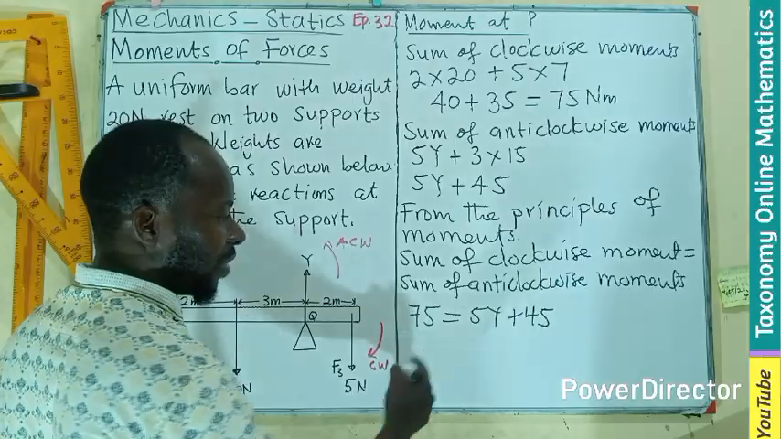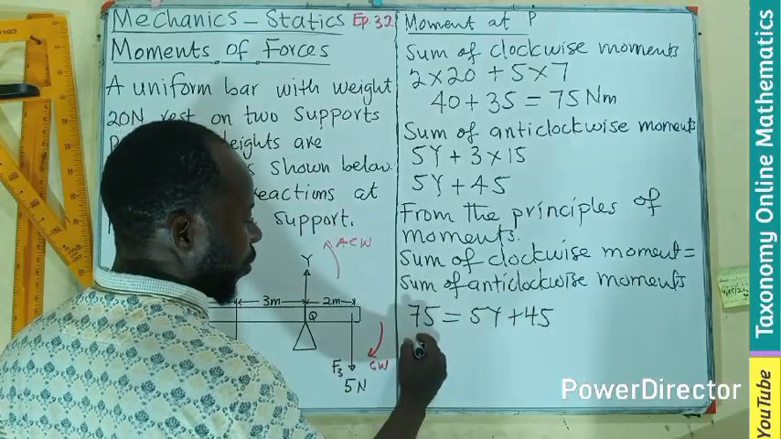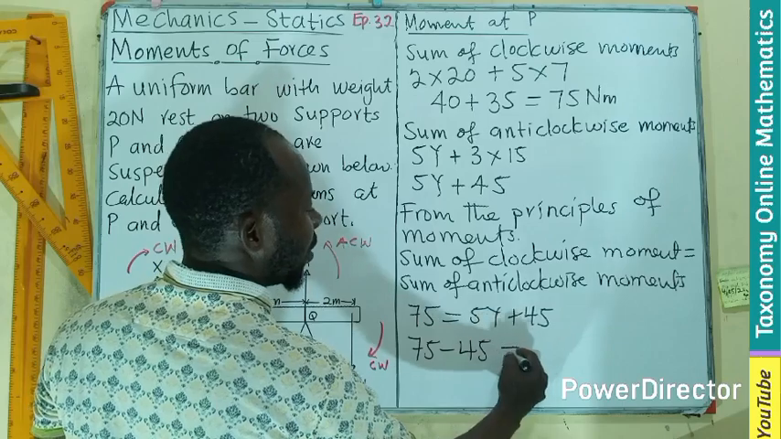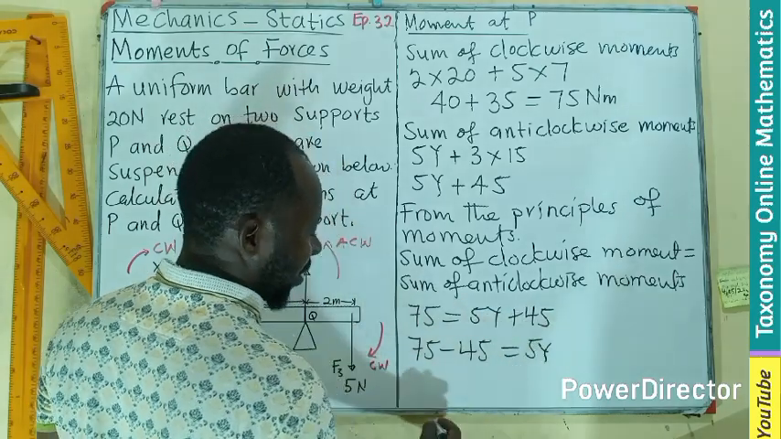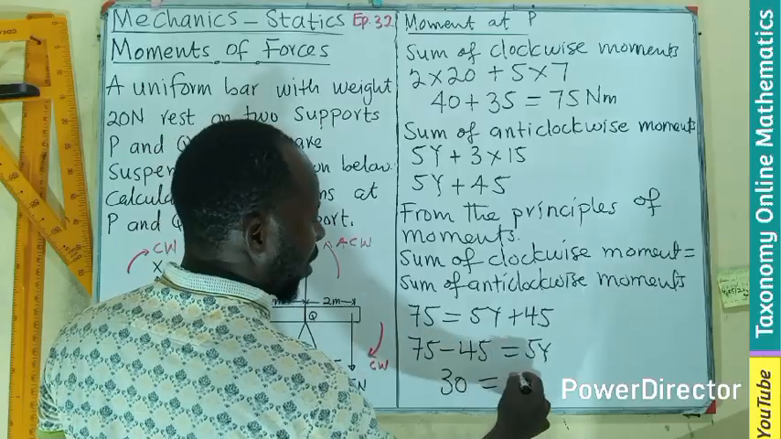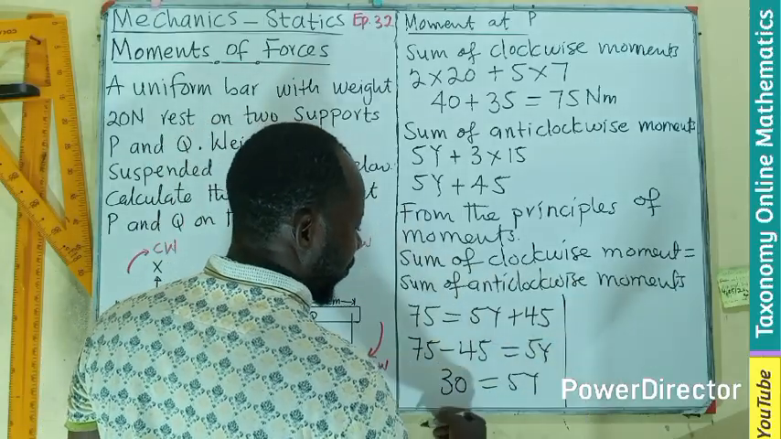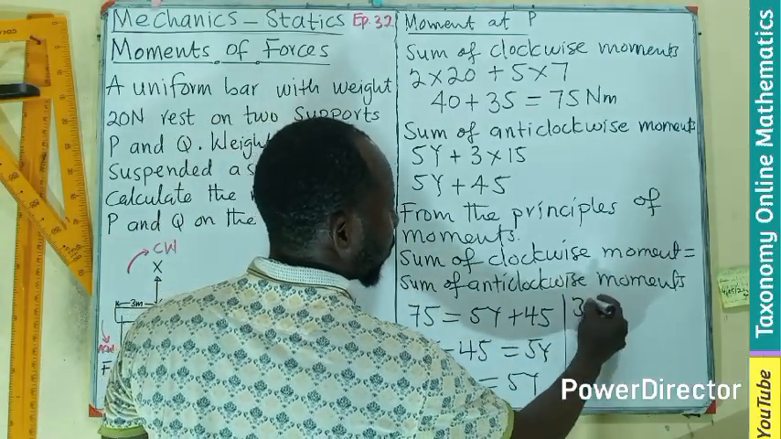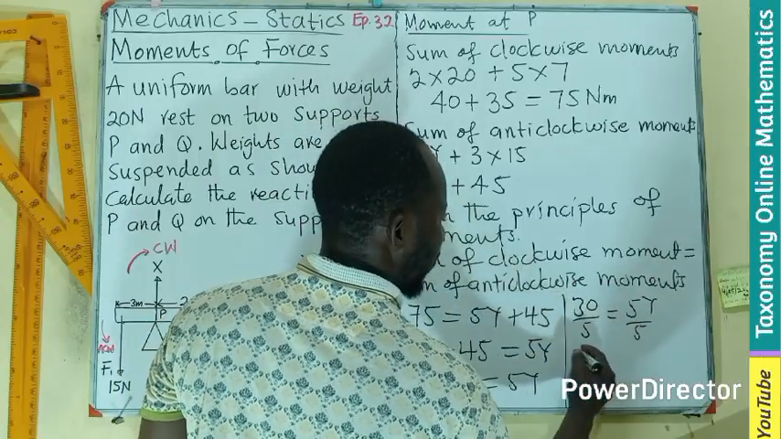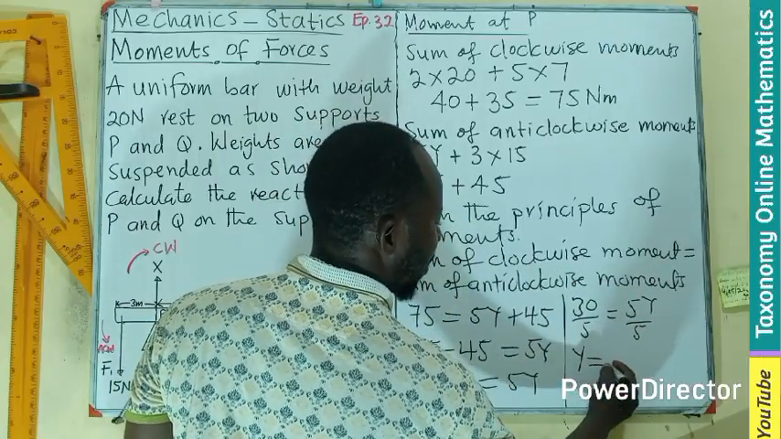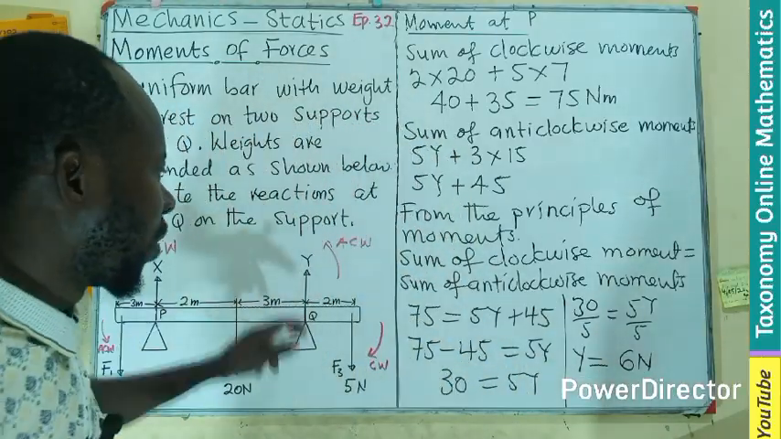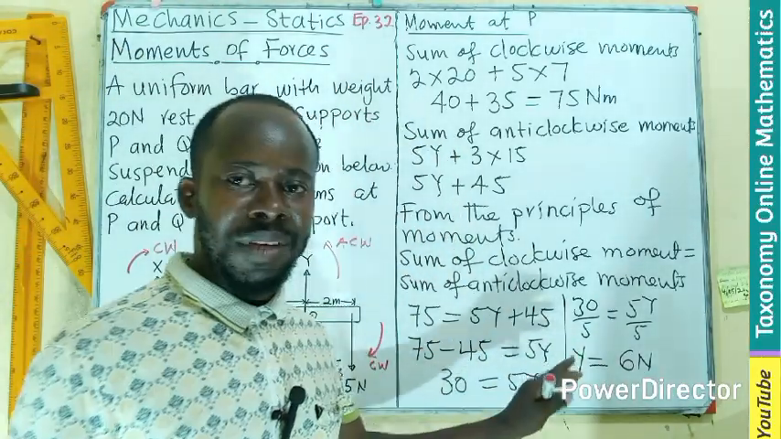So let's subtract 45 from both sides. 75 minus 45 equals to 5y. This will be having, I think, 30 equals to 5y. If you divide both sides by 5, y is going to be equals to 6 what? Newton. You're looking for the force. So the force will be 6 Newton.